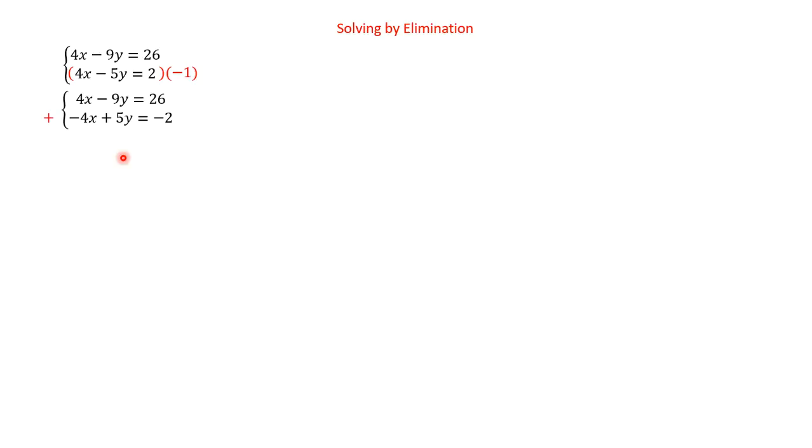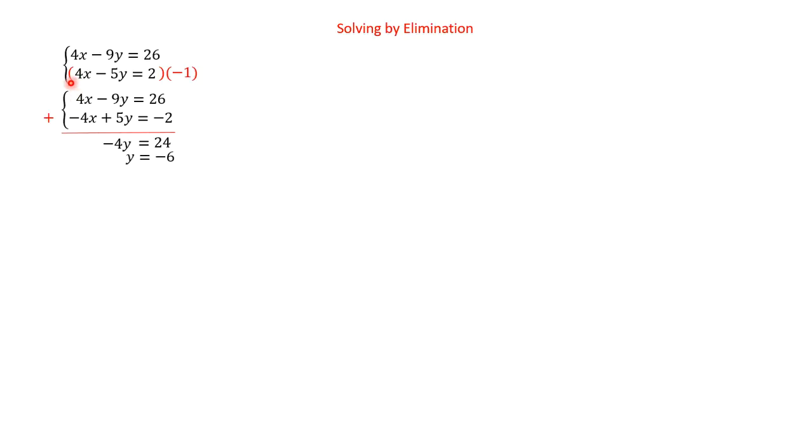And so when we add these together, 4x plus negative 4x goes away. That's by design. We want one of our variables to go away. Then negative 9y plus 5y is negative 4y. And then 26 plus negative 2 is 24. And we can divide by negative 4 to get y equals negative 6.